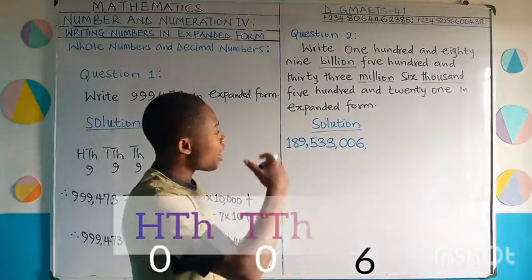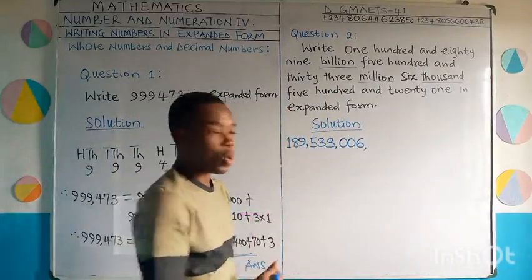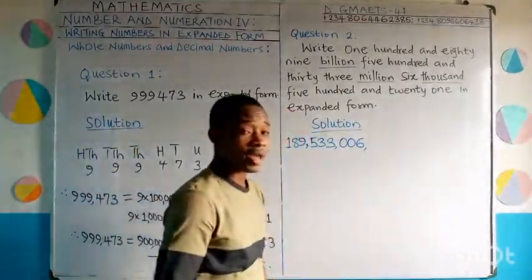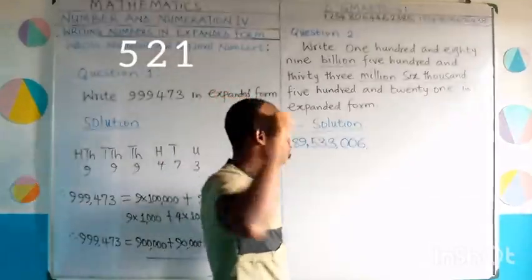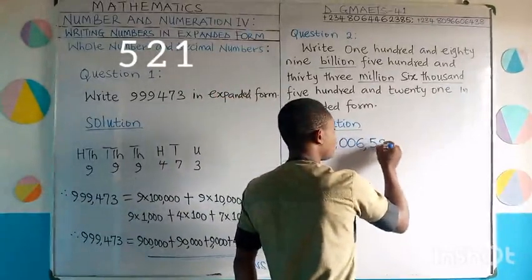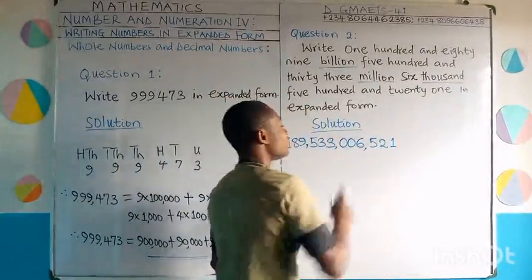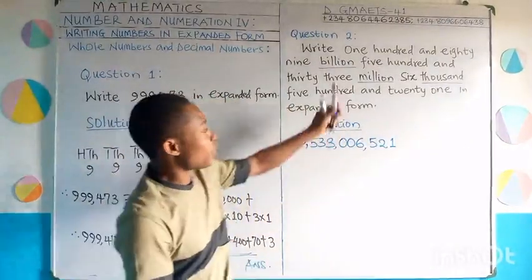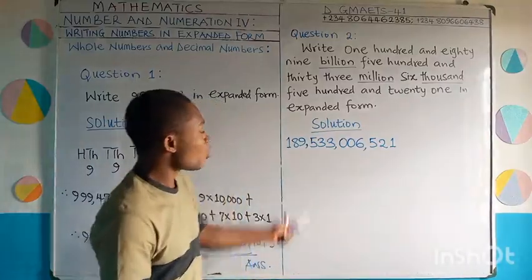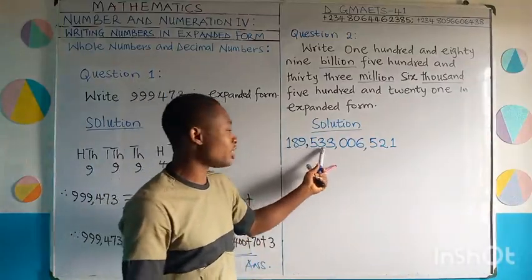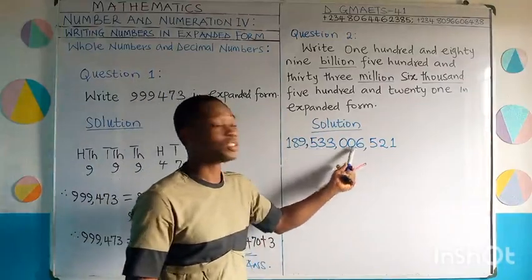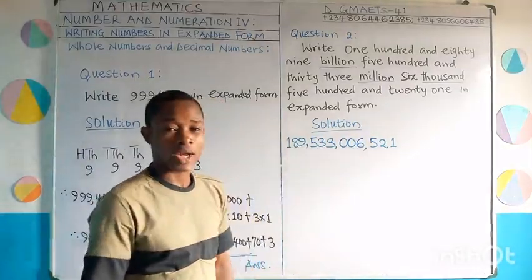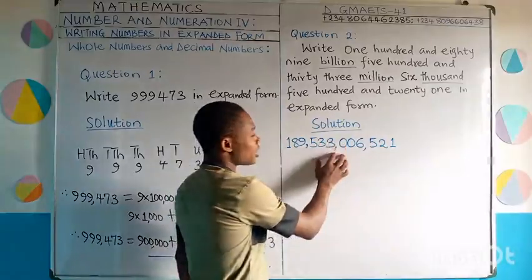Then conclusively, we have 521. 521, how do you write it? 521. Good. 521. So this is this number written in figure. Alright, 189 billion 533 million 6,521. We have to write this number in expanded form.